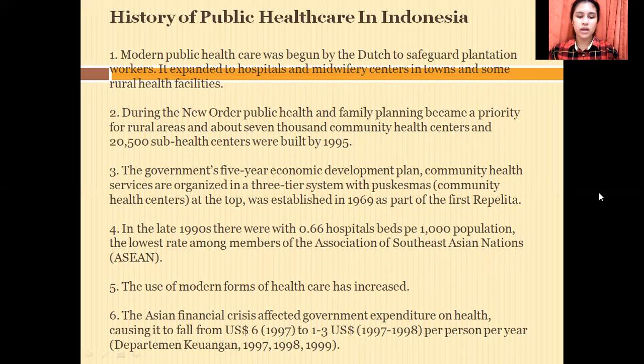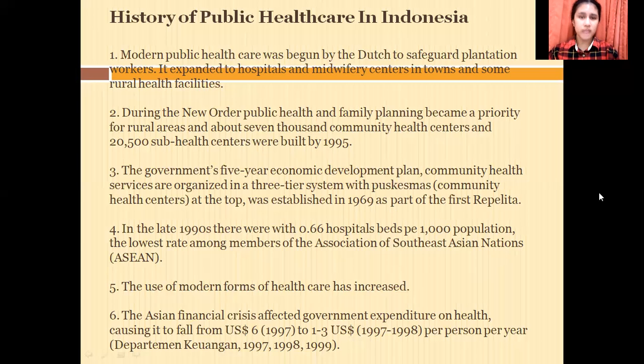In the government's 5-year economic development plan, community health services are organized in a three-tier system with Puskesmas at the top, established in 1969 as part of the First Repelita. Since the early 1990s, the Department of Health planned to have 3 to 4 subcenters per health center, depending on the region, and this plan has been largely realized in the 21st century.